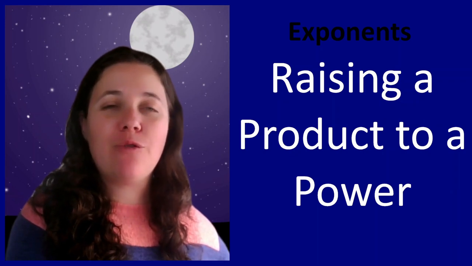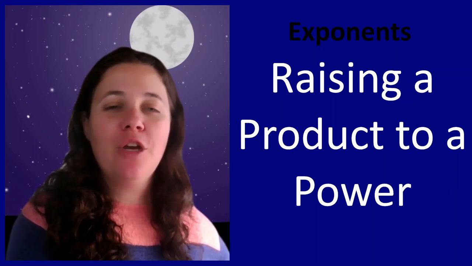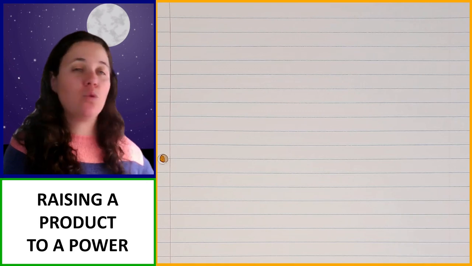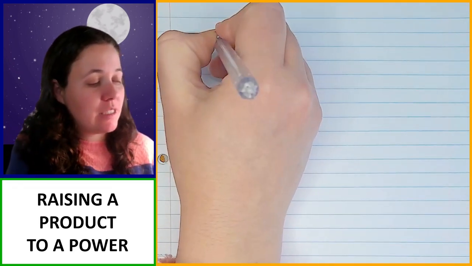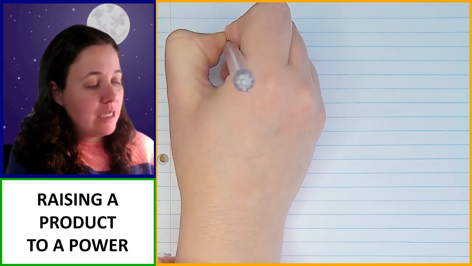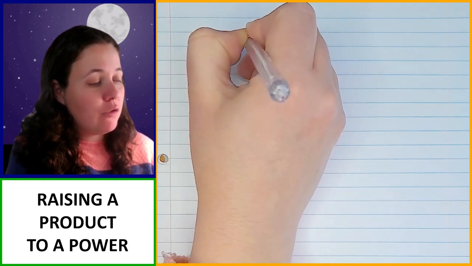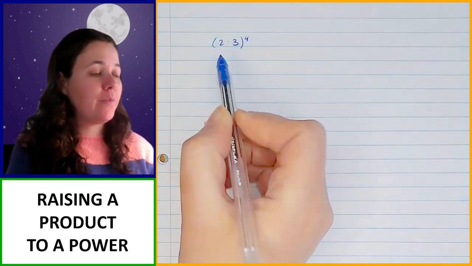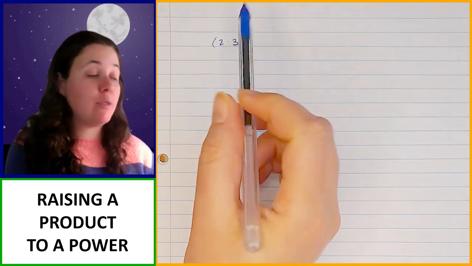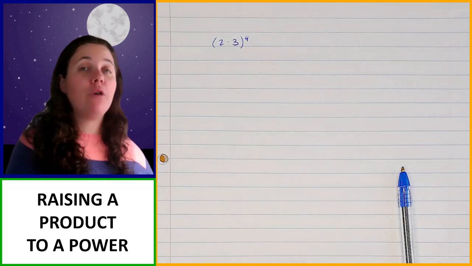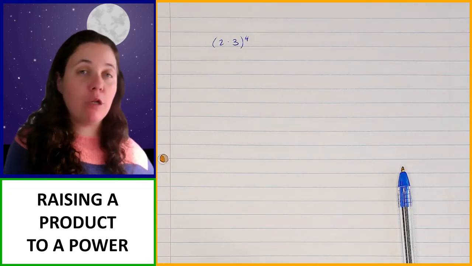Today we're going to be learning about raising a product to a power. First, let's have a look at what I mean when I talk about raising a product to a power. So an example could be something like this, where you have 2 times 3 in brackets raised to the power of 4. So over here, my base of my power is 2 times 3. And that is a product, because a product is what you get when you multiply things together.